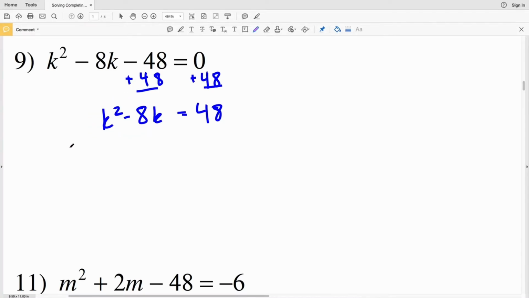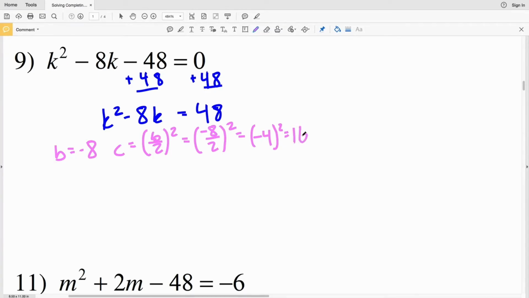In order to do that, we know that the b value is a negative 8 and c is equal to b over 2 squared. Our b is negative 8, so I'll have negative 8 over 2 squared, which is negative 4 squared, which equals a positive 16. So now we're going to add 16 to the left, and we're going to add 16 to the right. So we'll have k squared minus 8k plus 16 equal to 48 plus 16.